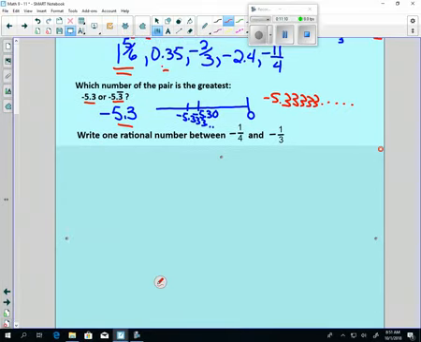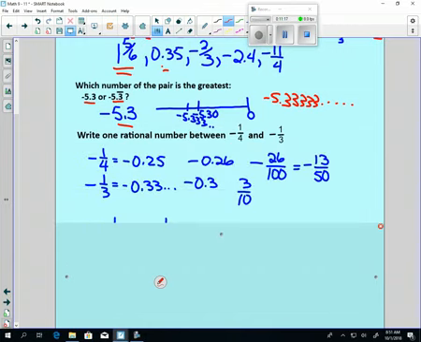Write one rational number between 1/4 and 1/3. Well, we should change that to have a common denominator. We can do it either with fractions or decimals. I can take the minus 1/4 and change it to 0.25. You put 1 divided by 4, you get 0.25. 1/3, 1 divided by 3, I get 0.33. So all I need is a number that's in between these two. This is 25, and this is 33. Well, somewhere between 25 and 33 could be 26, so minus 0.26.